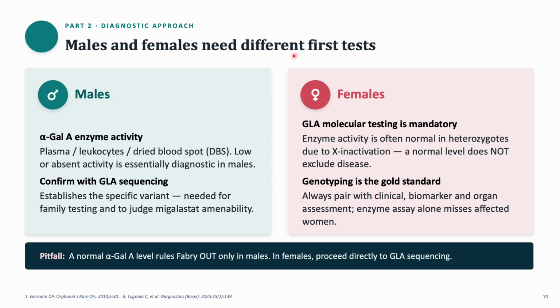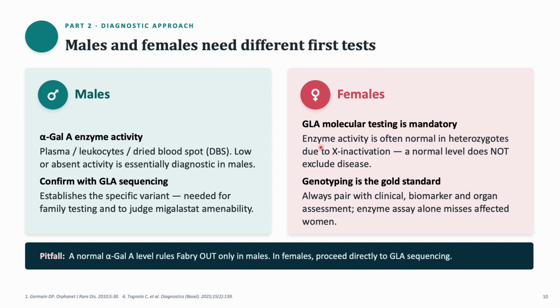Males and females need different first tests in Fabry disease. The most common diagnostic error in Fabry disease comes from forgetting that the workup is sex-specific. In a man, measure alpha-galactosidase A enzyme activity in plasma, leukocytes, or conveniently on dried blood spots. A low or absent enzyme activity is essentially diagnostic in a male. Then you confirm with GLA sequencing to identify the pathogenic variant, which you need both for family screening and to determine whether the oral chaperone migalastat is amenable or non-amenable.